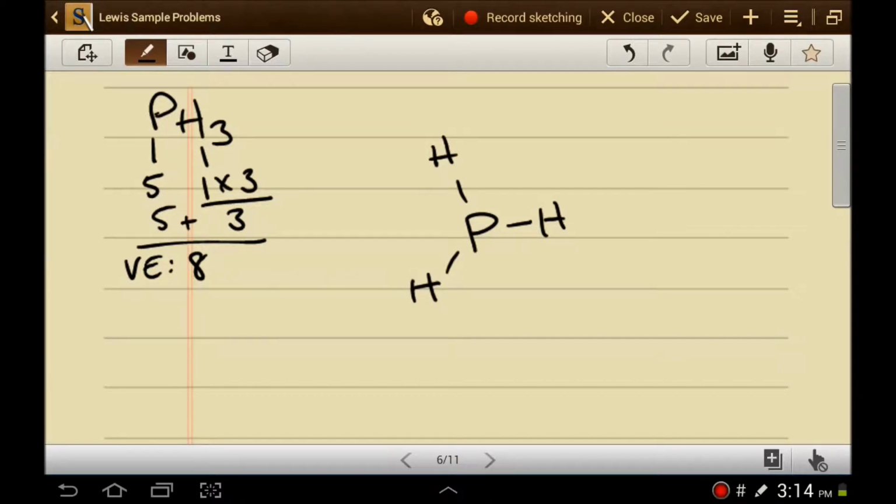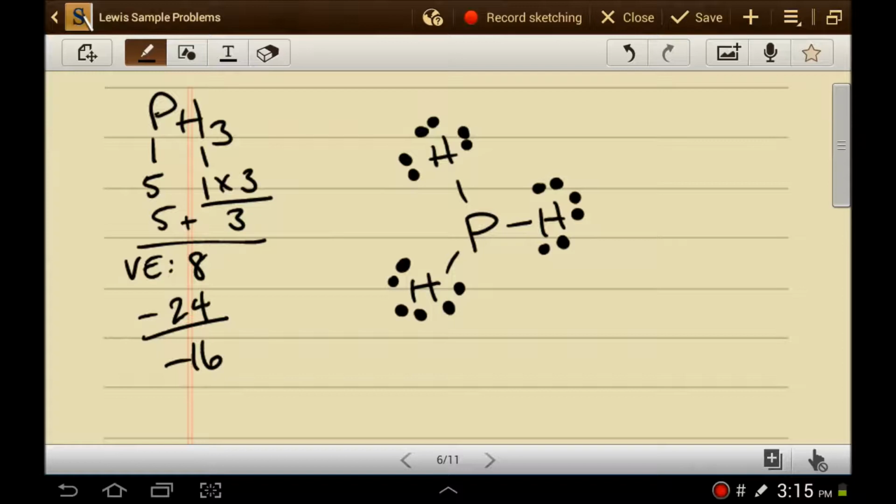and then we'll give the outside atoms an octet. And we've used 24 electrons to... Oh! What happened here? We have negative 16 valence electrons to use. Something went terribly, terribly wrong.